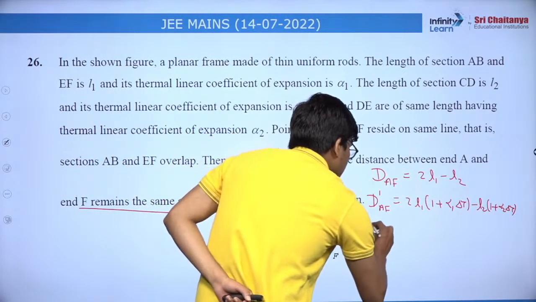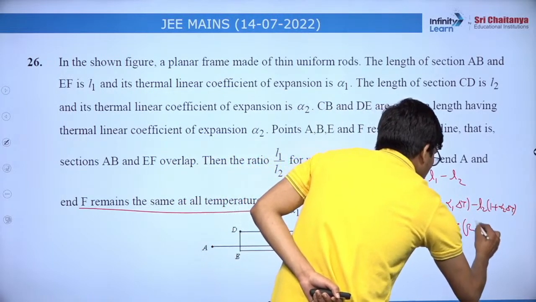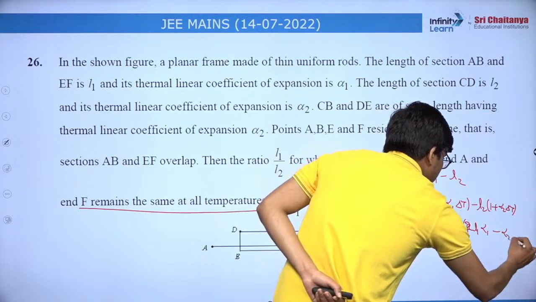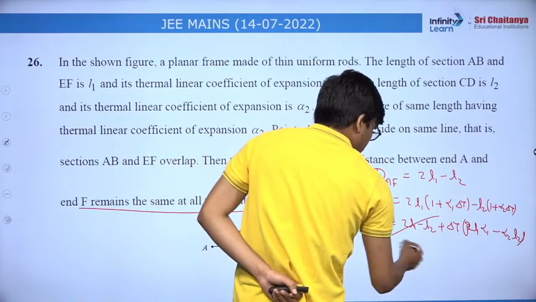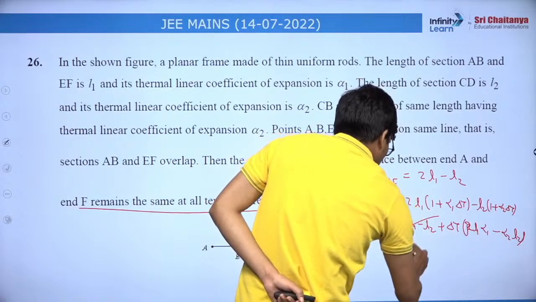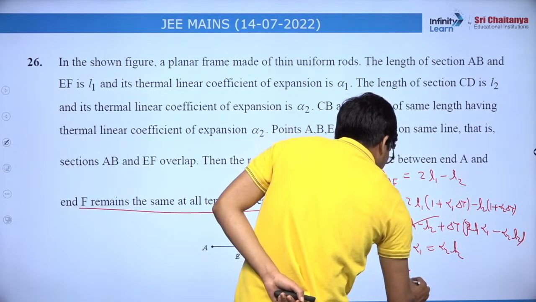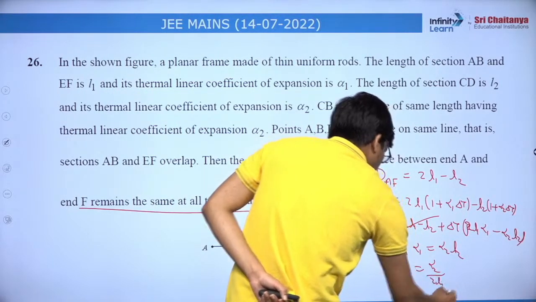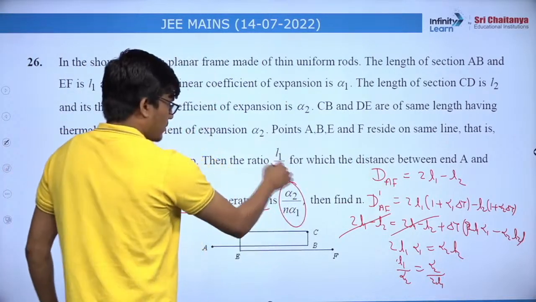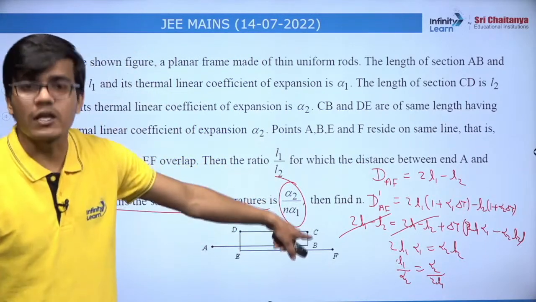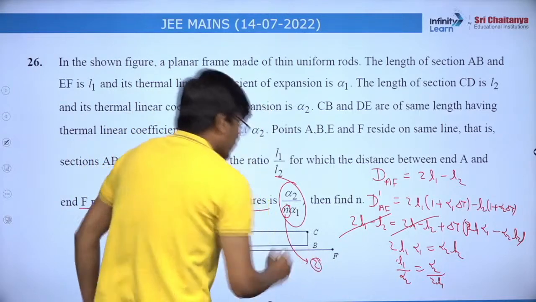So you can write it as 2L1 minus L2 equals 2L1 minus L2 plus delta T times (2L1 alpha 1 minus alpha 2 L2), right? This term and this term will get cancelled, and you will get 0 equal to this. So 2L1 alpha 1 should be equal to alpha 2 L2, which means L1 by L2 should be equal to alpha 2 by 2 alpha 1, right? Match this with the option, L1 by L2 should be alpha 2 by 2 alpha 1, then only this condition will be satisfied. So the value of n should be 2.